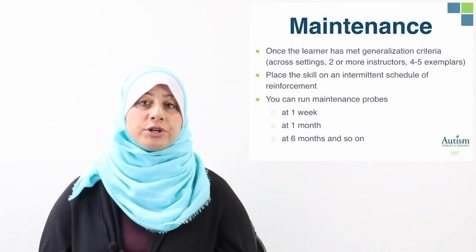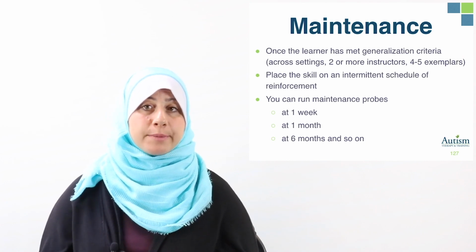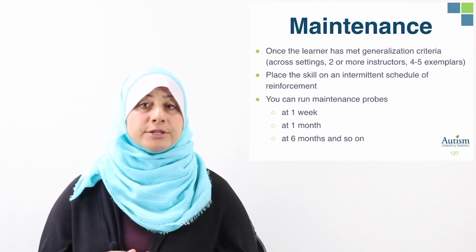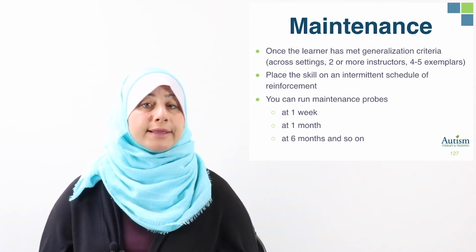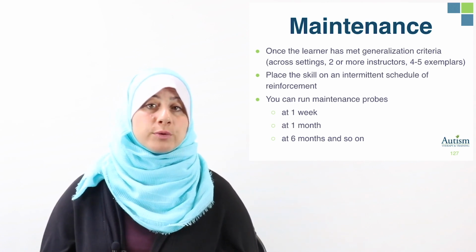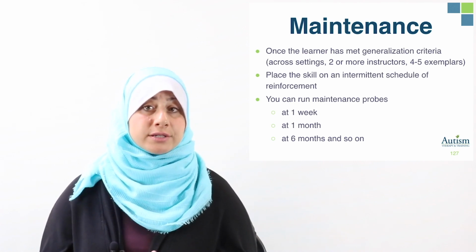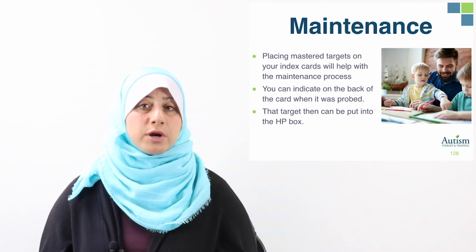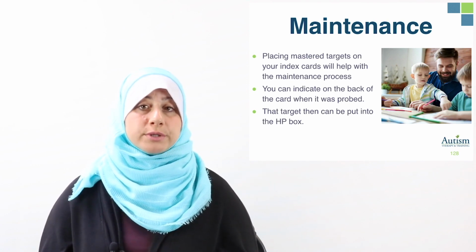Once the learner has met generalization criteria across settings, 2 or more instructors, 4 to 5 exemplars, place the skill on an intermittent schedule of reinforcement. You can run maintenance probes at the 1 week, at the 1 month, or 6 months, and so on. Placing master targets on your index cards will help with the maintenance process. You can indicate on the back of the card when it was probed.